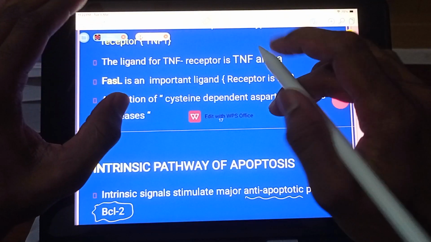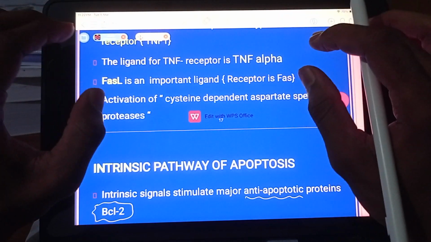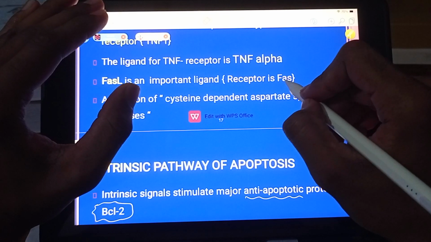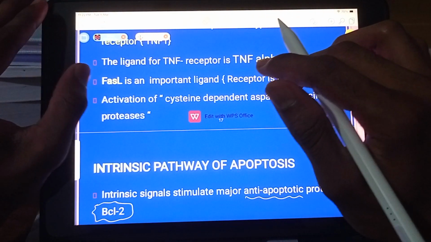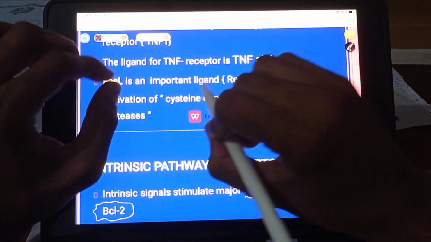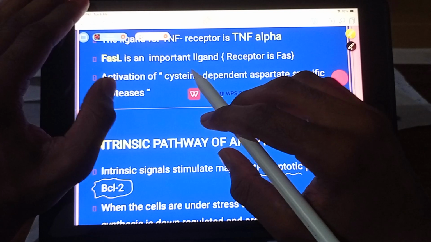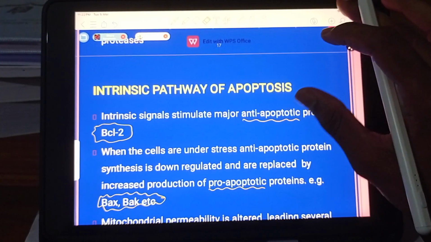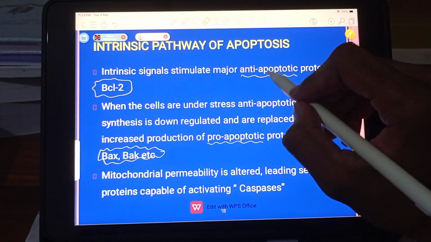Then another type of ligand is also there. This is not that much important. The receptor is Fas, and FasL is the ligand. Okay, Fas ligand is the ligand, Fas is the receptor. Then activation of cascade processes, cysteine dependent aspartate specific proteases. Okay. Then what about intrinsic? I told that there is an anti-apoptotic protein.